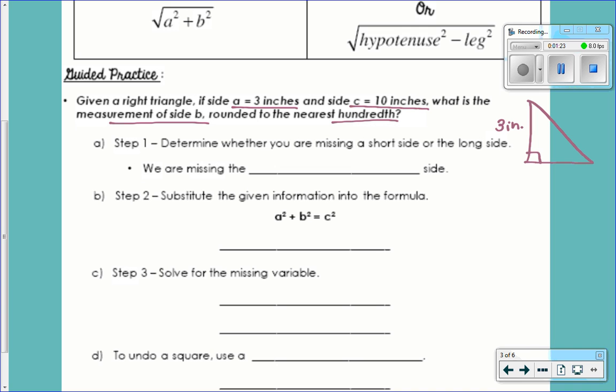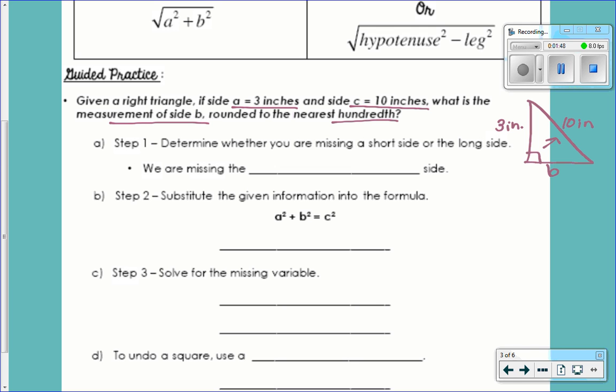C is what? It's our hypotenuse. Where is our hypotenuse on a right triangle? Opposite of our right angle. And we learned yesterday that it's always our longest side. Okay? We're trying to find side B, the length of B. Are we good so far?